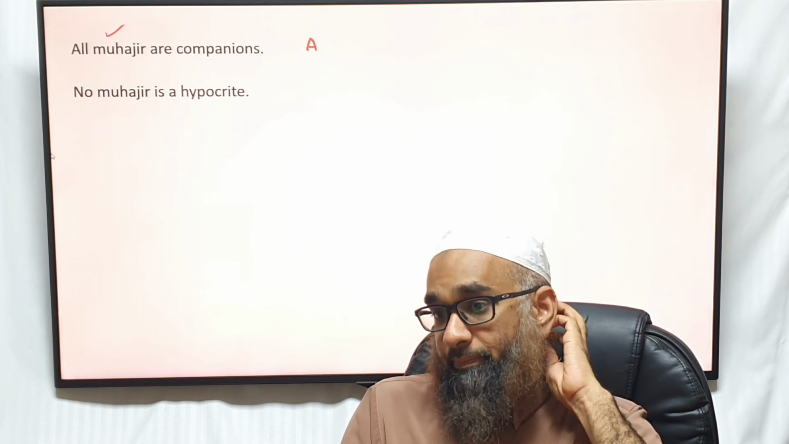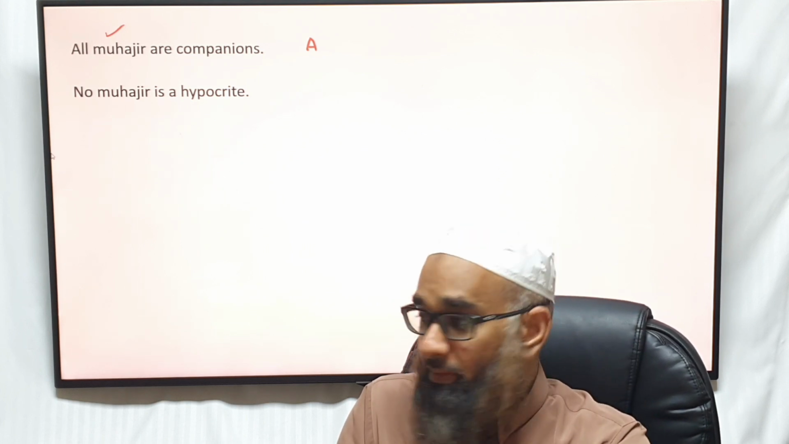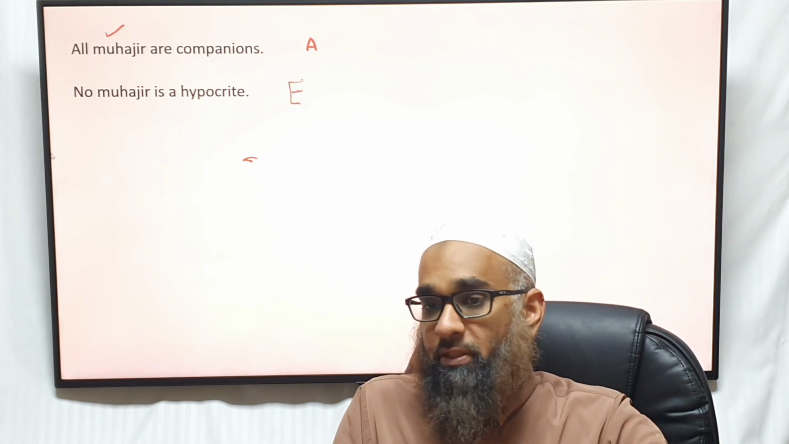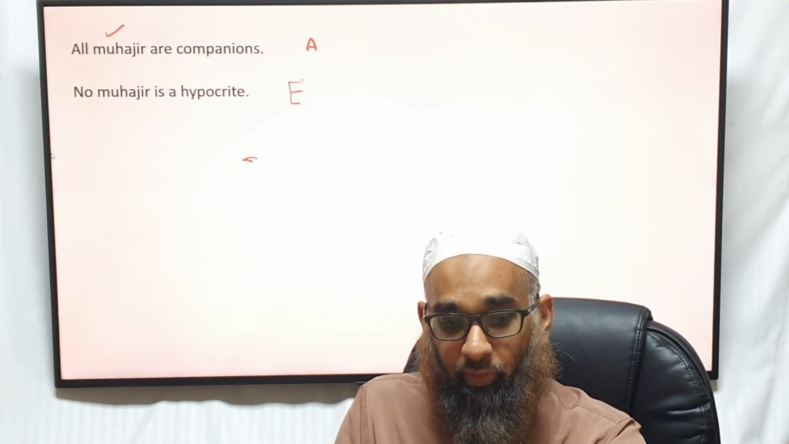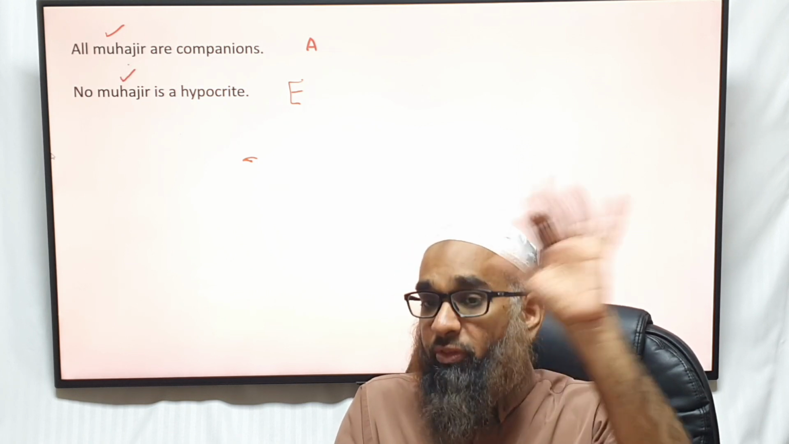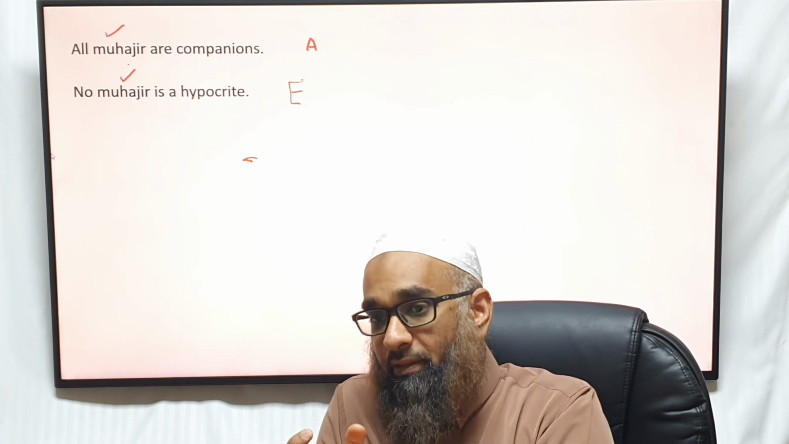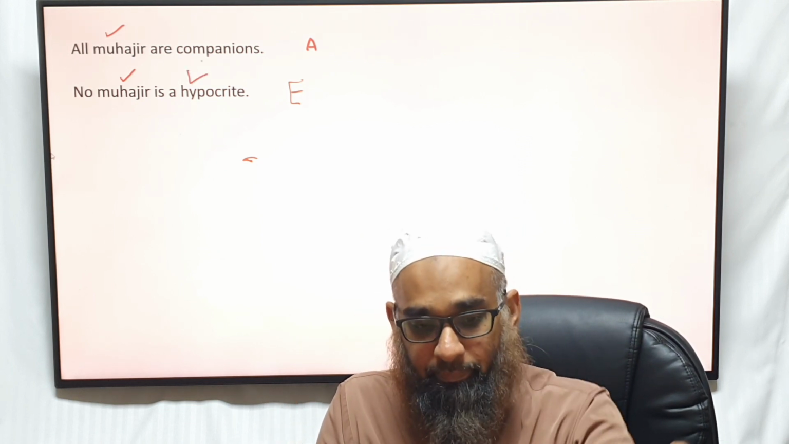What do we learn from this? Okay, what is it? It's an E proposition. Yes? It's an E proposition. What's distributed in the E proposition? Both. We know about all muhajir. All of the muhajir fall outside of hypocrites. And all of the hypocrites do not contain any muhajirs. We know about both of them.